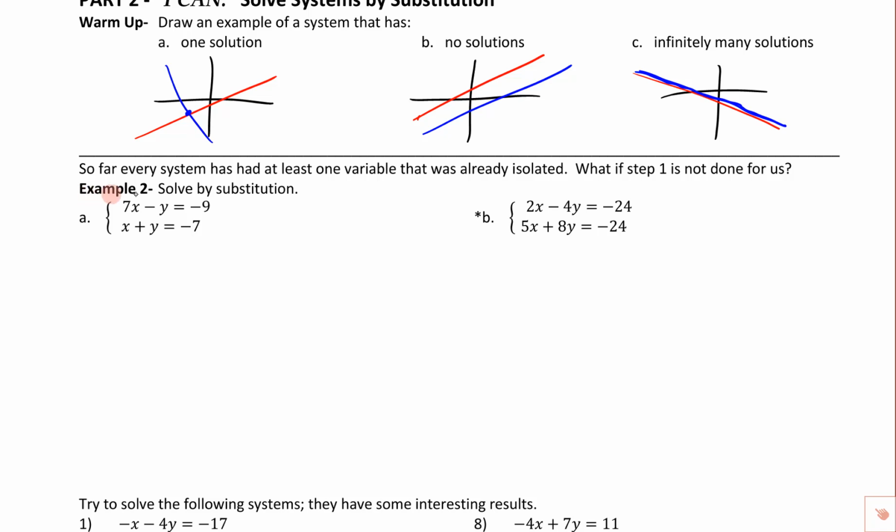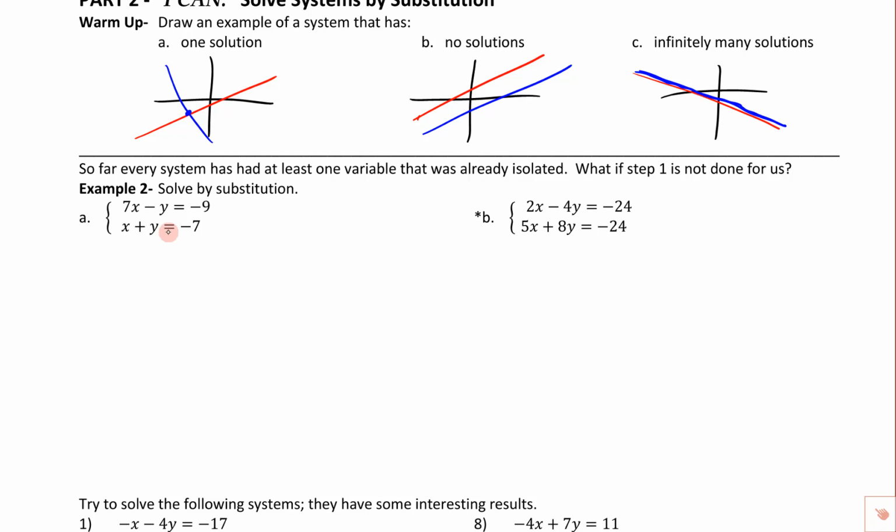All right, so far the systems that we've solved, each one of them has had one of the variables already isolated, already solved for. Well, that was step number one. Well, what if that's not done for us? If it's not done for us, then we have to pick one of the equations and one of the variables to isolate. So let's take a look here. We've got 7x minus y equals -9, and we've got x plus y equals -7.